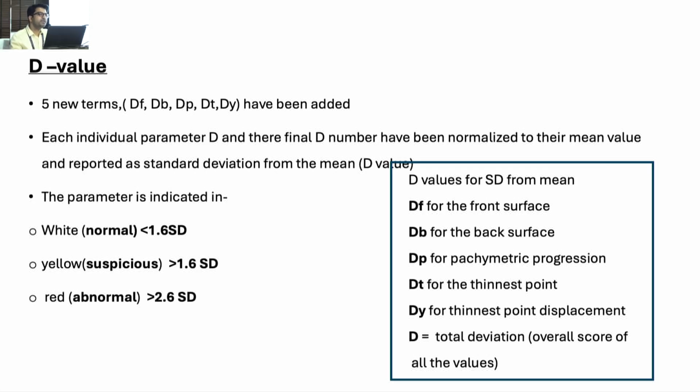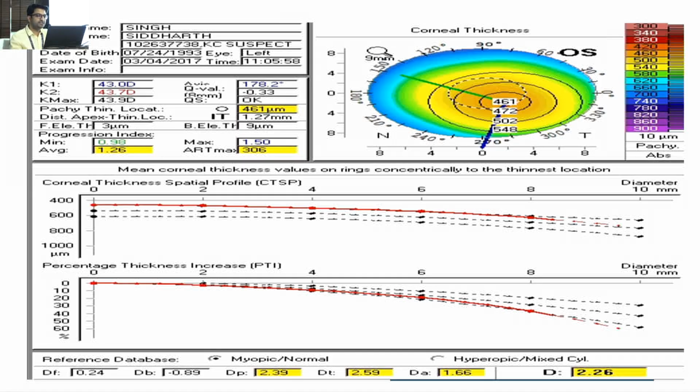So D value, total D value, if it is less than 1.7 is normal. Anything more than 2 you should suspect keratoconus. If it is more than 2.6, it comes in the red value, it is indicative of keratoconus. As you can see, it is color coded, so anything in the yellow or red should be suspicious or clinically diagnostic of keratoconus.